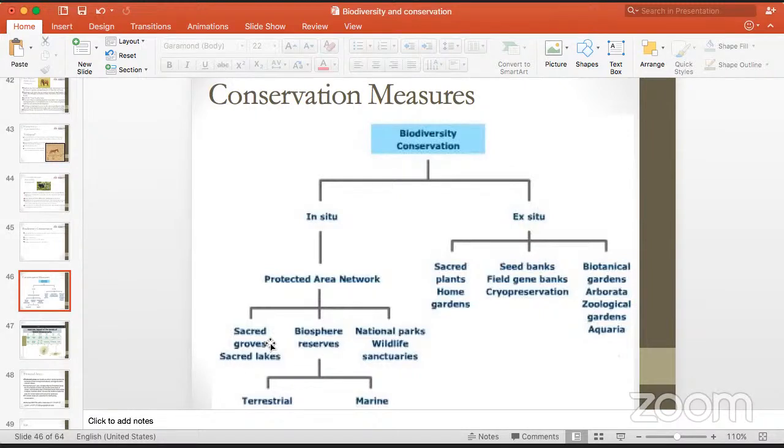So therefore, sacred groves and sacred lakes, which are recognized by the different people in different states of India, they indirectly help in biodiversity conservation. So they were formed with that thought only of conserving. But in modern language, we say that they also contribute to biodiversity conservation. Does that make sense?